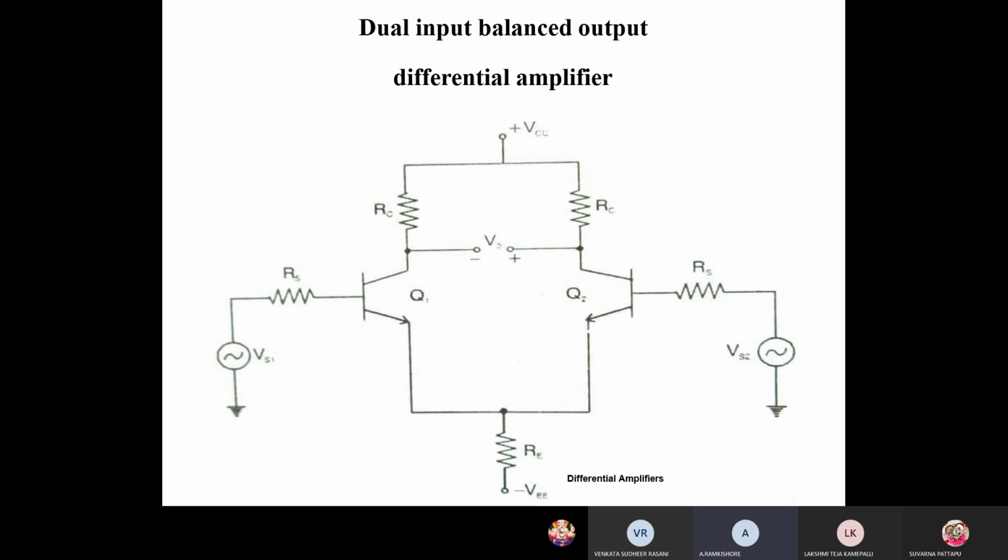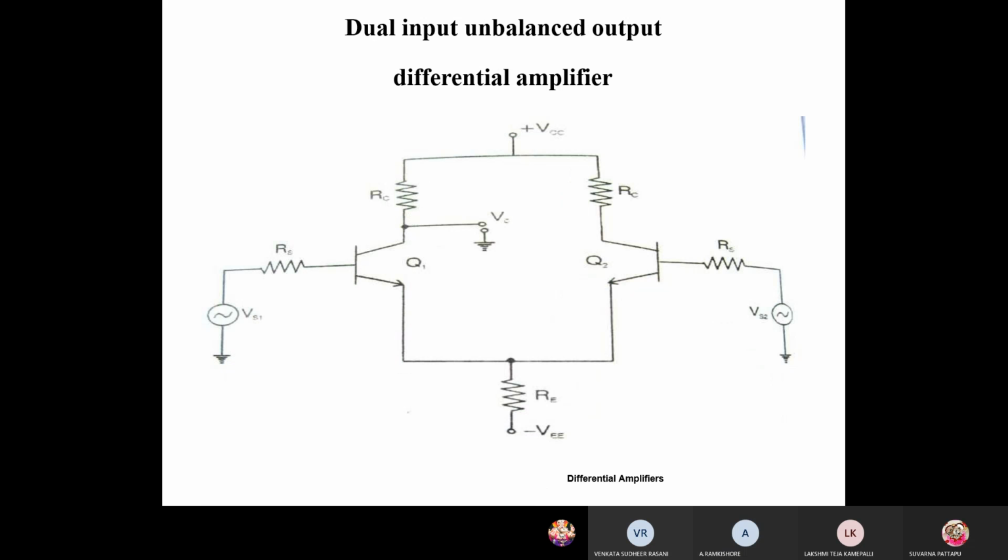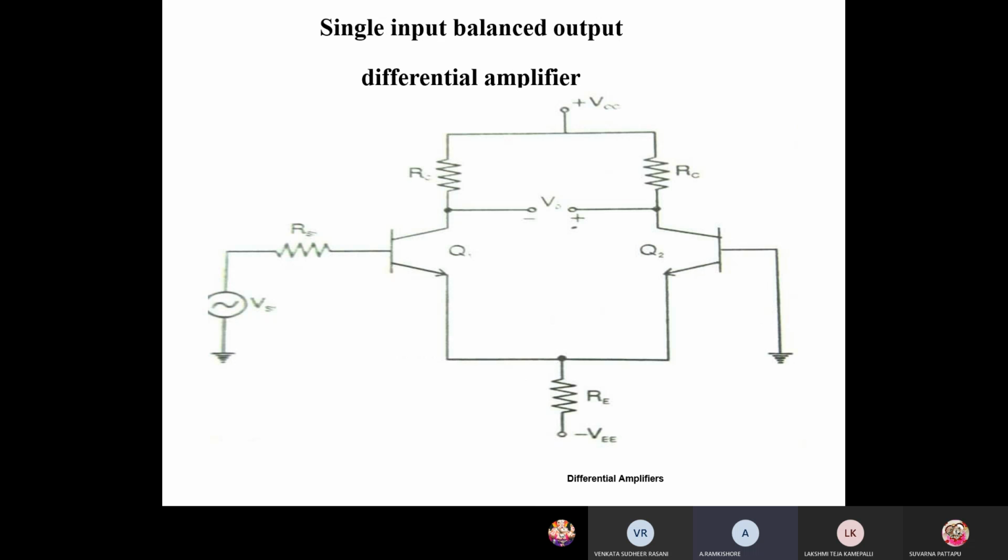Clear. So next one we will see the dual input unbalanced output differential amplifier. Here also we are having dual inputs, but unbalanced. So it will not give the difference between the two inputs. It will only operate in differential mode. So that's why it will give the unbalanced output.